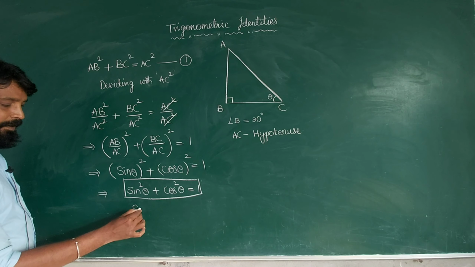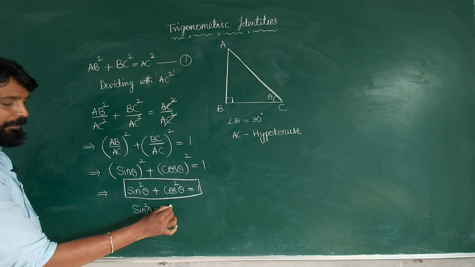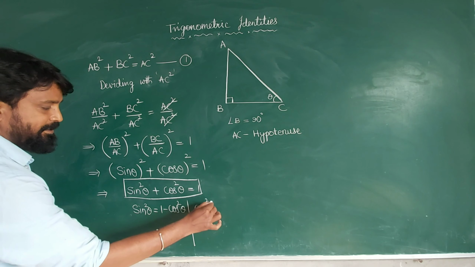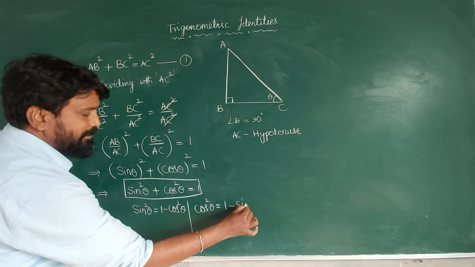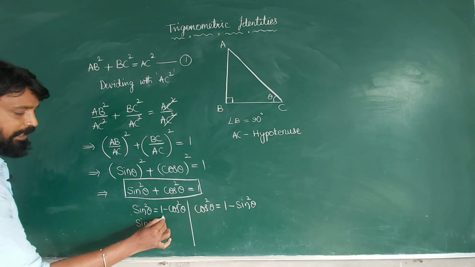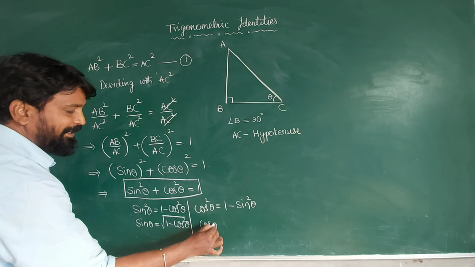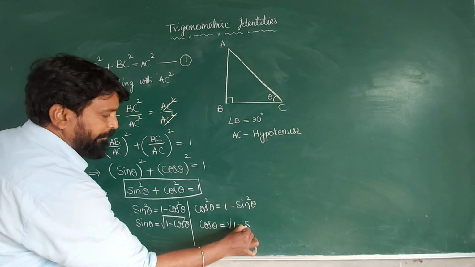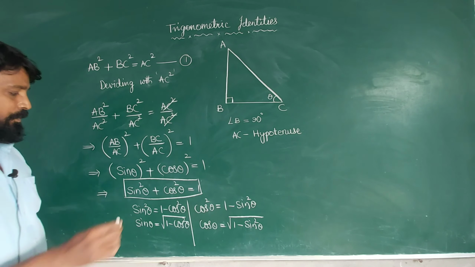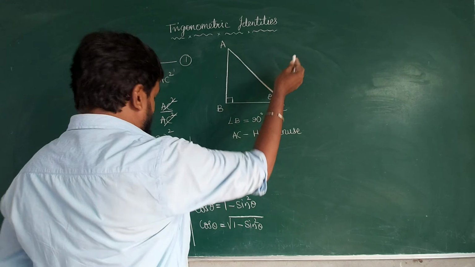From this you can write four more formulae. Sin square theta is equal to 1 minus cos square theta, and cos square theta is equal to 1 minus sin square theta. Sin theta is equal to square root of 1 minus cos square theta, and cos theta is equal to square root of 1 minus sin square theta. Now sin square theta plus cos square theta is equal to 1. This is the first trigonometric identity.